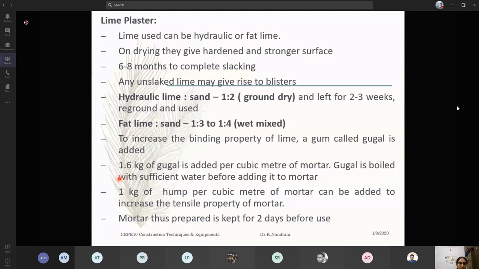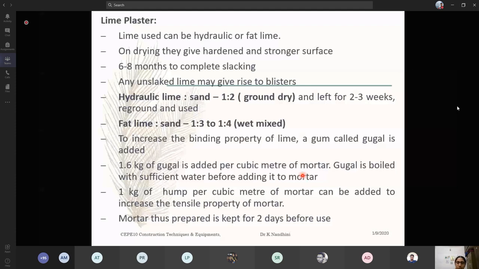Okay. 1.6 kg of Google is added per cubic meter of mortar. Google is boiled with sufficient water before adding it to the mortar. 1 kg of gum per cubic meter of mortar can be added to increase the tensile property of the mortar. Mortar thus prepared is kept for 2 days. It is allowed to rest for 2 days and then it is brought into use.